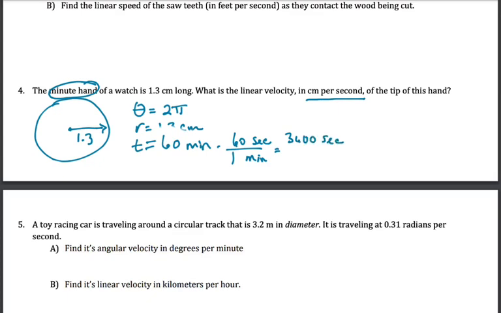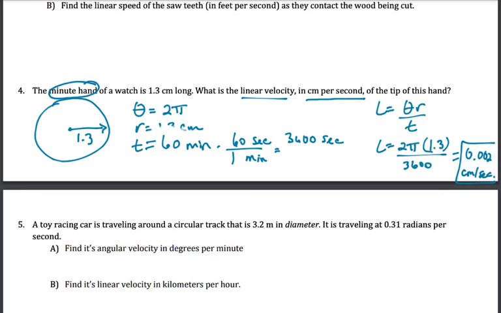All right, when we do our formula, we're trying to find the linear velocity. So we're going to do theta times r divided by time. Theta is 2 pi, my radius is 1.3, my time is 3,600. On this one, I'm just going to get a decimal, and it ends up being 0.002 centimeters per second. Okay, let's do example 5.